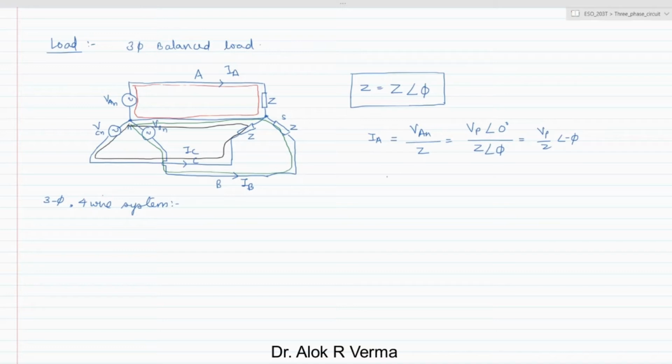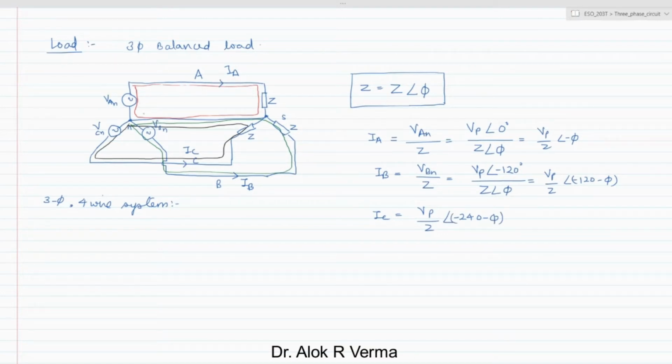So this is the phase A current. Similarly, if you see, phase B current is nothing but VBN by Z, and VBN is nothing but the phase voltage, and the angle will be minus 120 degree, divided by Z angle phi. So this will come out as V phase by Z angle of minus 120 minus phi. Okay. Similarly, IC, if we solve it, will be like VP by Z angle of minus 240 minus phi.